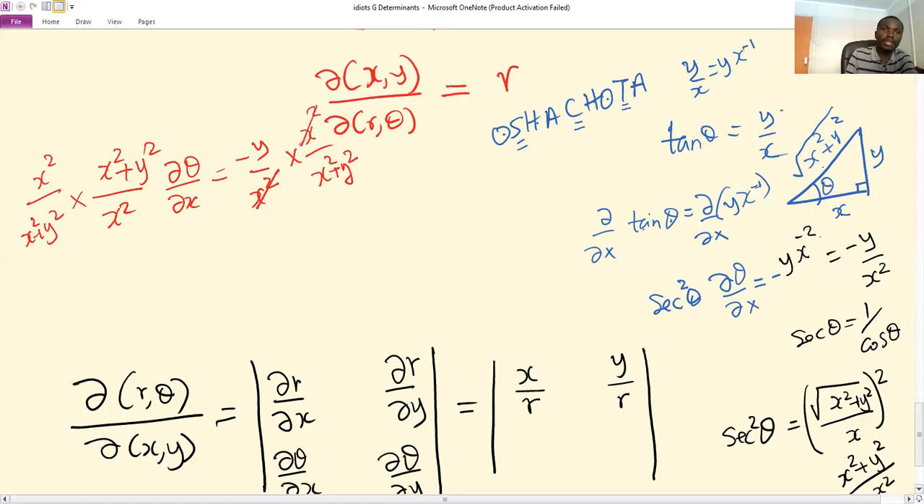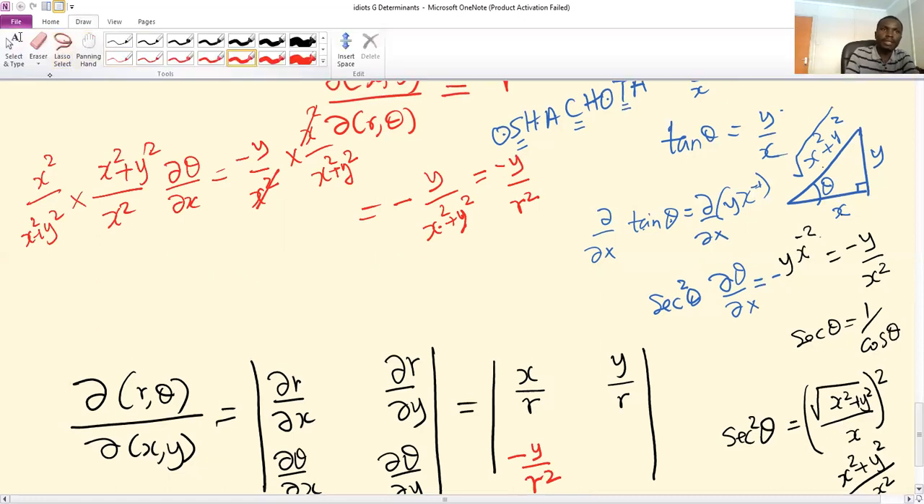So this and this cancel out. So this will be -y over x squared plus y squared. But x squared plus y squared is r squared. So -y over r squared. So this will give me -y over r squared.